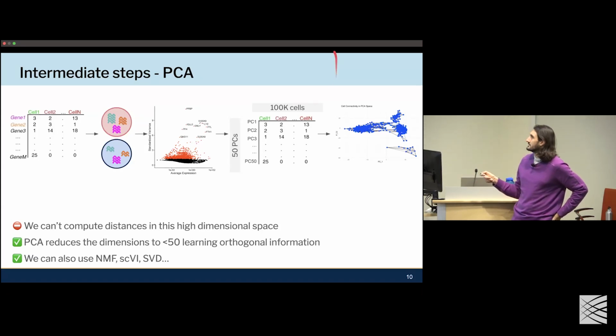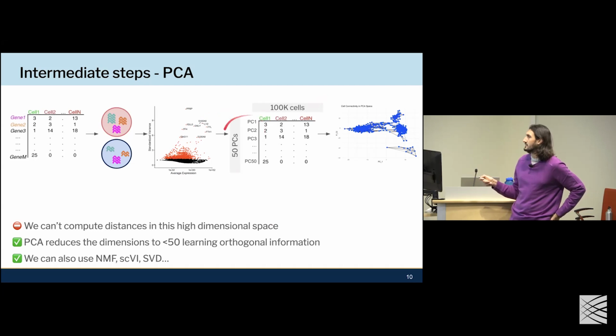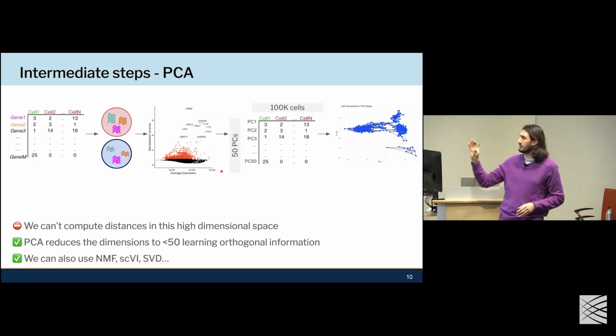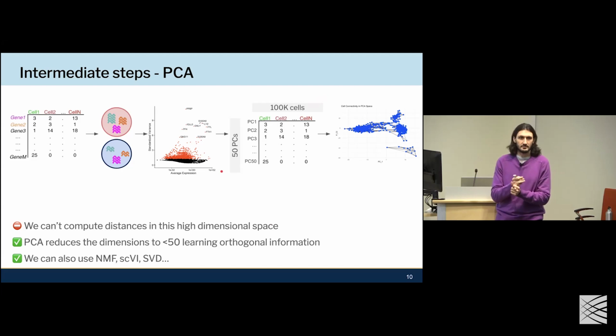And once we have our data in this 50 PC or in this reduced dimension space, here I'm putting principal components, but it could be anything. It could be if you compute NMF, if you do scVI, if you do singular value decomposition, if you do any sort of integration method. It's just a reduced dimension space. We can then compute distances, and we can then go on and build our cell connectivity. And this is just showing PC1 and PC2, but you can imagine that we're working on 50 principal components, or yeah, we're working in that PC space.